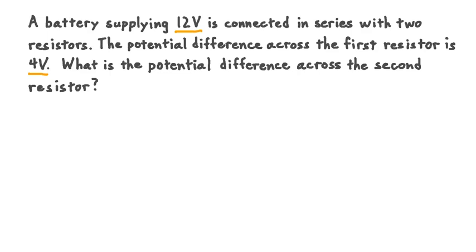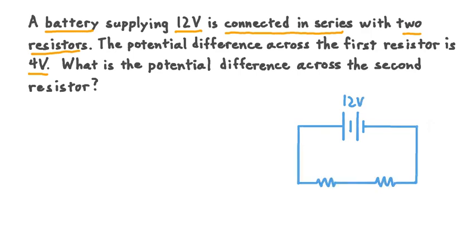Okay, so in this scenario, we have a battery connected in series with two resistors. So let's begin by sketching this circuit. Here is our battery, and we're told that it supplies a potential difference of 12 volts. And then here are the two resistors it's connected with in series. We're not told about the values of these resistors, but just to give them names so we can refer to them, let's call this one R1 and this one we'll call R2.